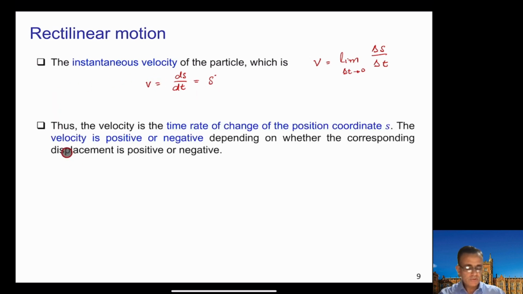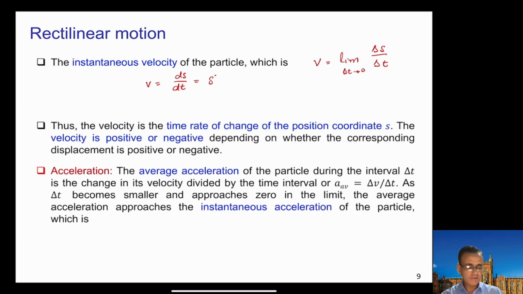So now you can say that the velocity is the time rate of change of the position coordinate s, which is this equation here, and the velocity is positive or negative depending on whether the corresponding displacement is positive or negative. Now if you know the velocity, you can also define the acceleration.